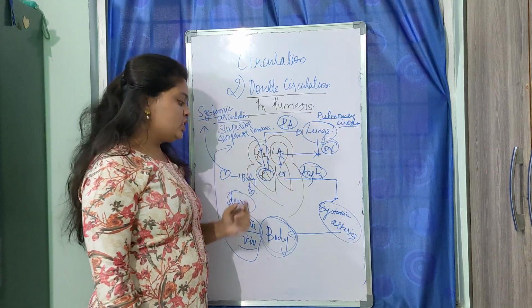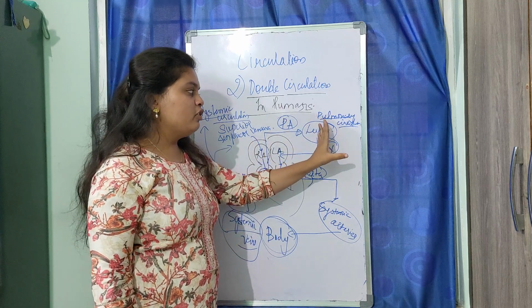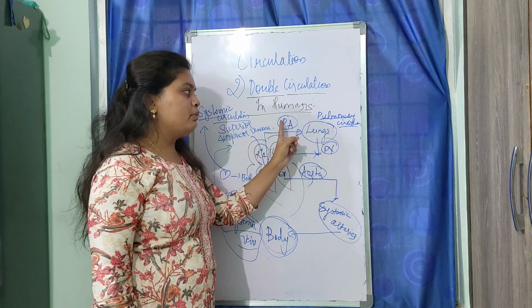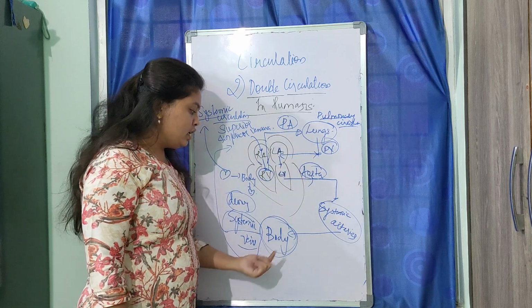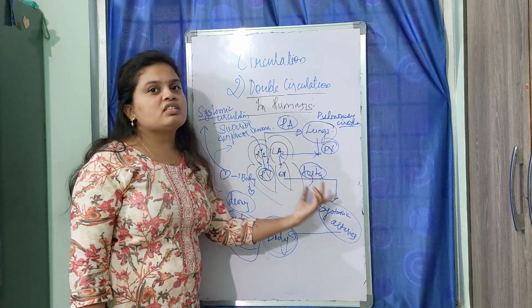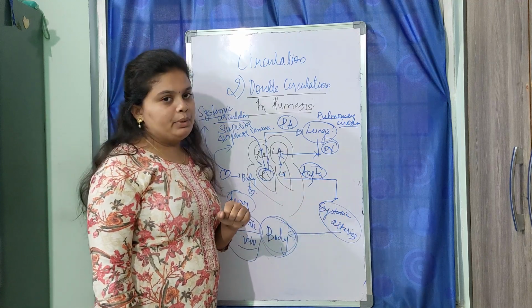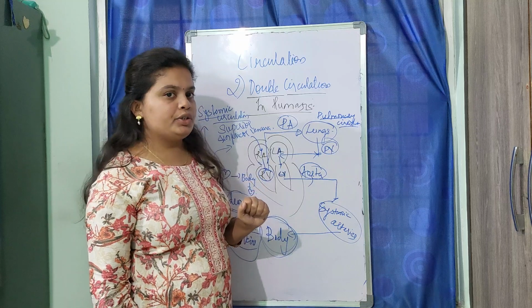In systemic circulation, the body is involved. Since the lungs are involved here, these arteries are named pulmonary artery and pulmonary vein. Since the body is involved here, these veins and arteries are called systemic veins and systemic arteries. That's what happens here. So I hope I have made double circulation very clear to you.